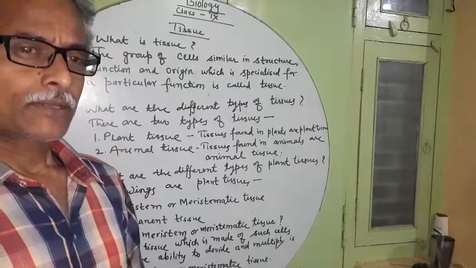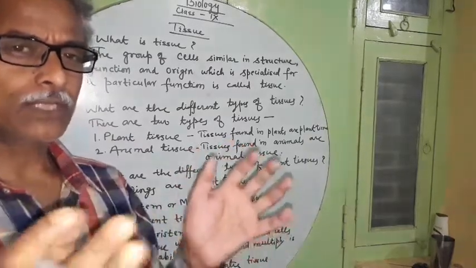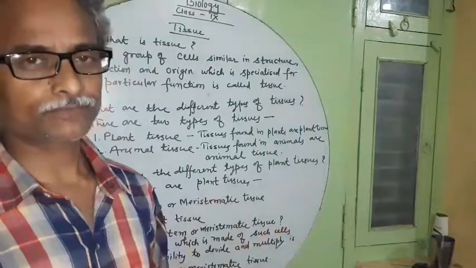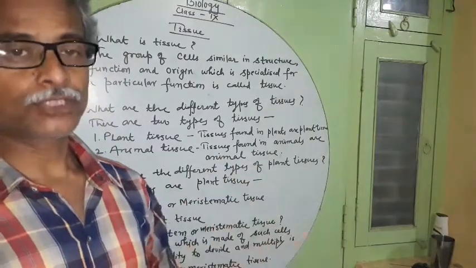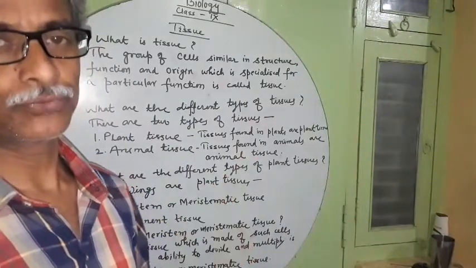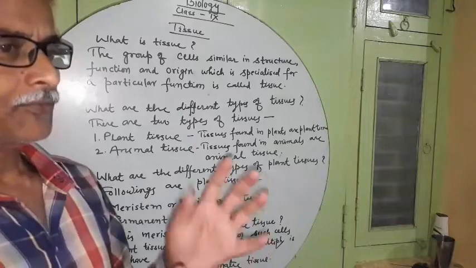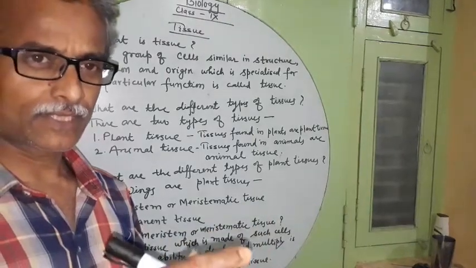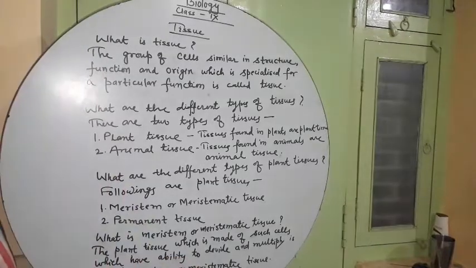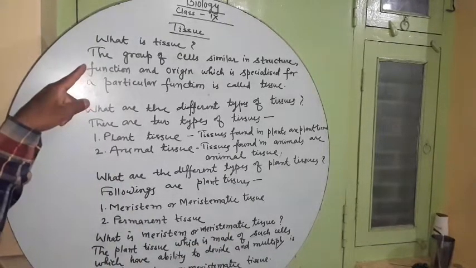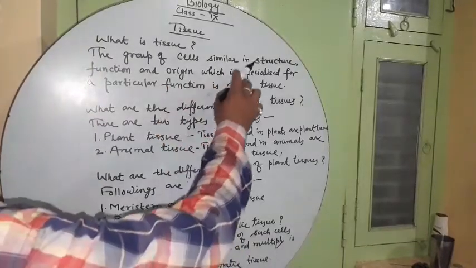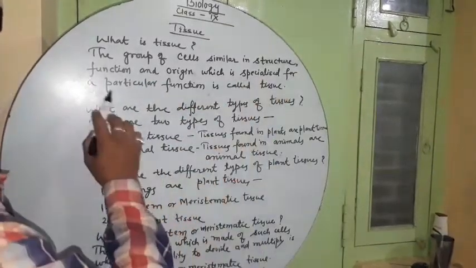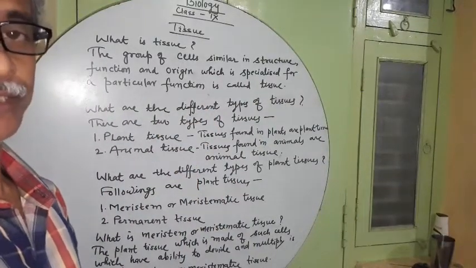And when these cells start to live together and make a specialized structure for a particular function, then it makes tissue. This is the first organization of living units in a multicellular organism. So we can define: the group of cells similar in structure, function and origin, which is specialized for a particular function, is called tissue.